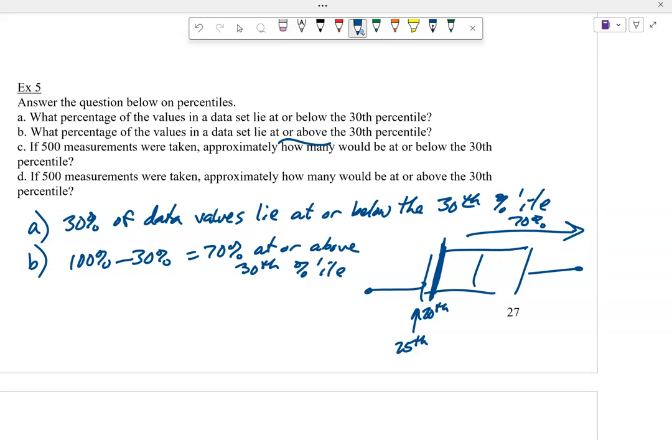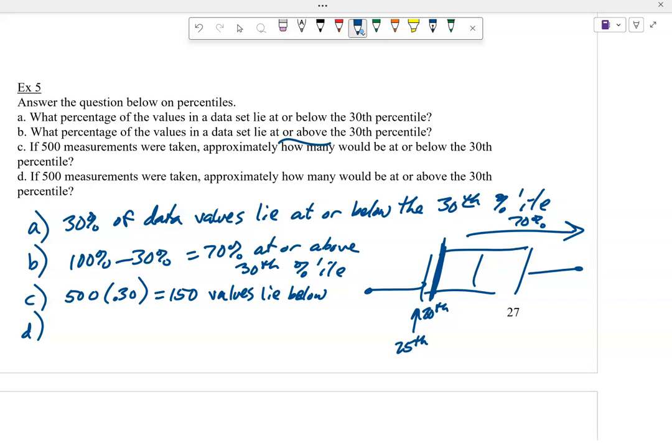Okay, part C. If there are 500 measurements taken, so we have 500 data values. It's like saying if you have 500 test takers, how many are at or below the 30th percentile? Well, what's 30% of 500? Multiply it by 30%. So there are 150 test takers or values that lie below the 30th percentile.